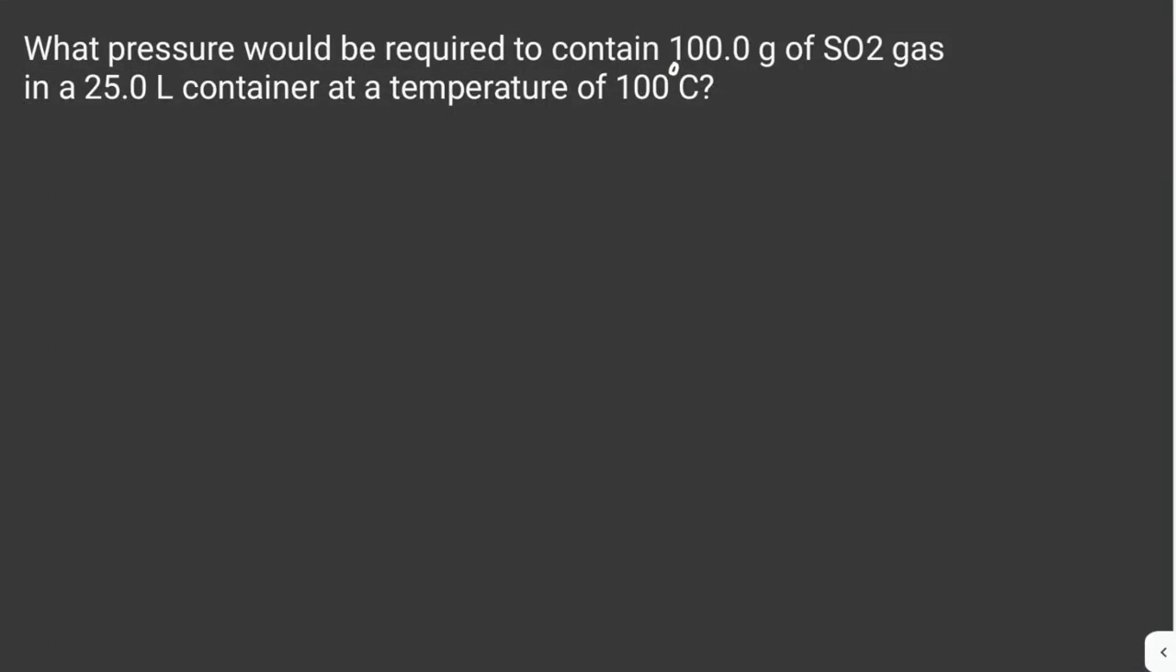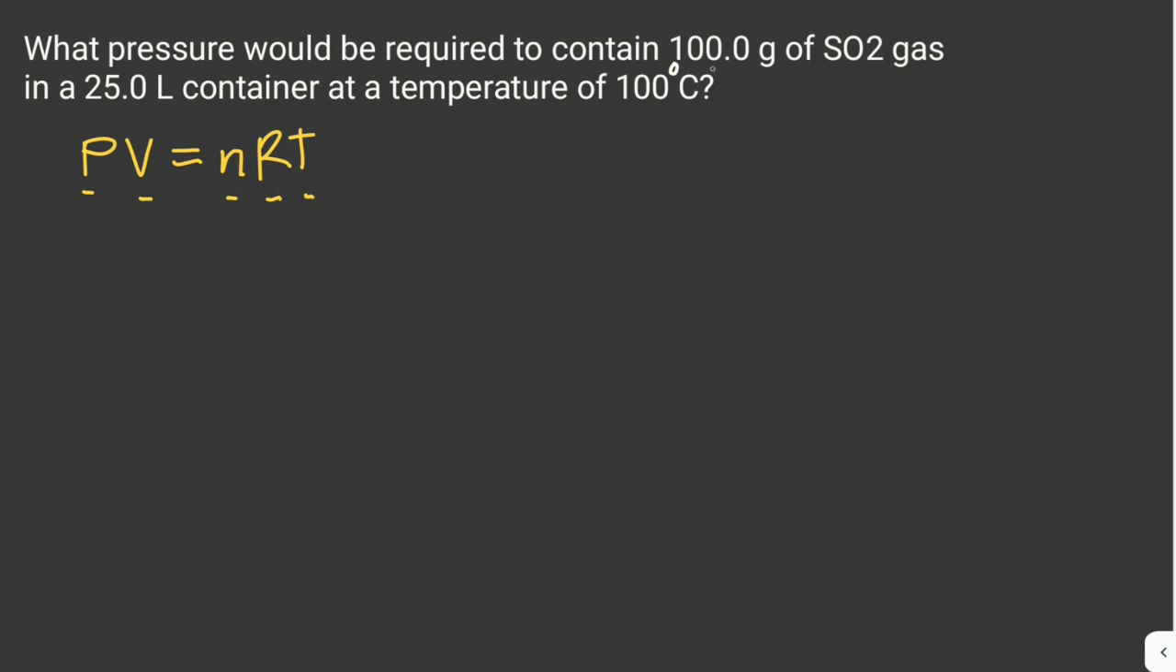What pressure would be required to contain 100 grams of SO2 gas in a 25-liter container at a temperature of 100 degrees Celsius? So to solve for the pressure here, we can use the ideal gas law, which is PV equals nRT, where P is the pressure, V is the volume, n is the number of moles, R is the ideal gas constant, and T is the temperature.